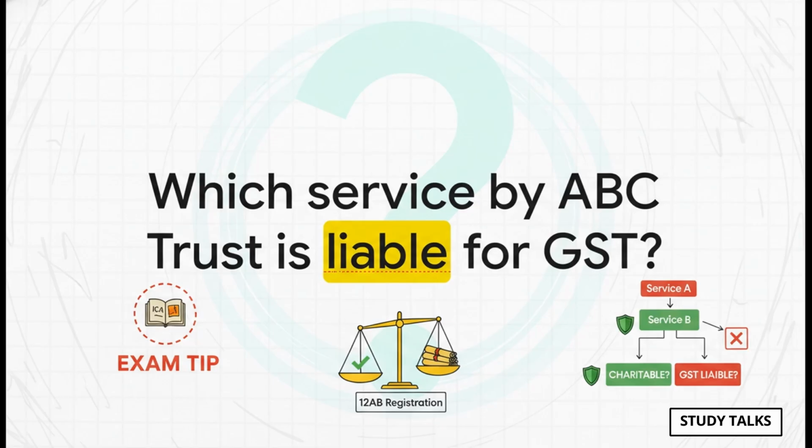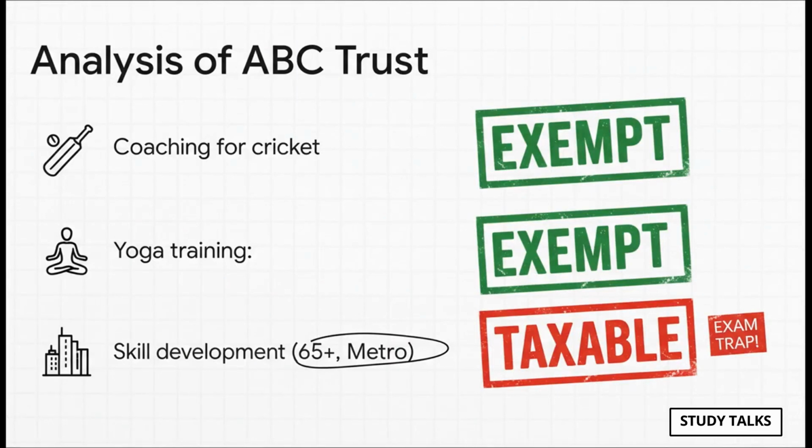Now we have to check each of the 3 services against the definition of charitable activities and those other specific exemptions we just talked about. Let's break it down. First up, coaching for cricket. Is it exempt? Yes. We just learned under entry 80 that coaching in sports by a registered charitable entity is exempt. Perfect. Next, yoga training. Is that exempt?